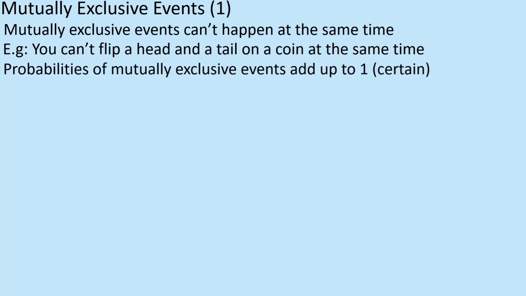So if they are mutually exclusive events, for example the coin, then the two probabilities must add up to 1, because it's either that one or that one, therefore it's going to be either of those two, and that would make it certain. In this case, for the coin, it's going to be a half and a half, which would add up to 1.